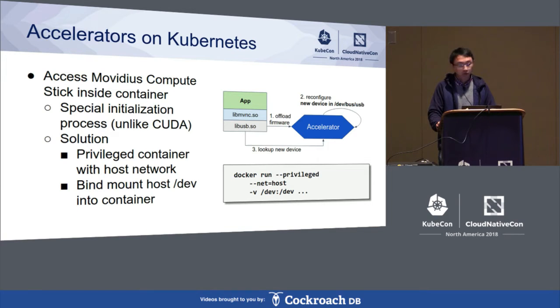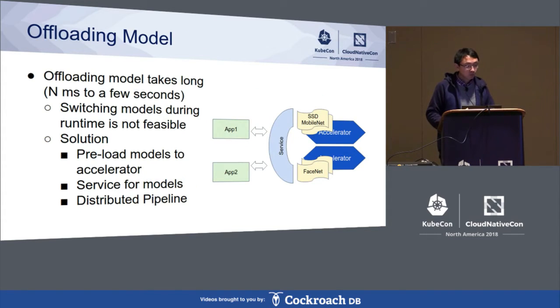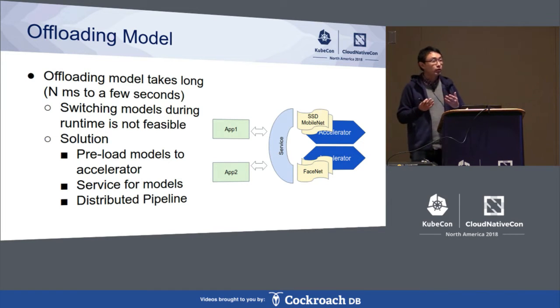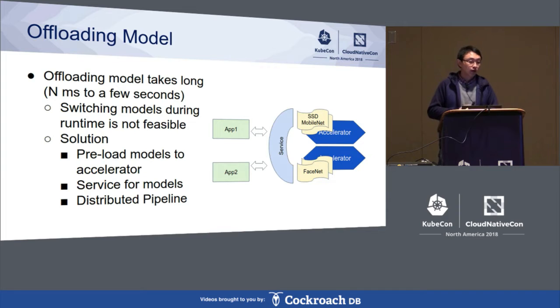Fortunately, the official document provides a simple docker run command to run the SDK inside a container. Basically, we need a privileged container running in the host network namespace, and we have to bind mount the host dev folder into the container. Now we can start offloading the models. Offloading a model takes quite long, depending on the size of your models. So it's infeasible to switch the model by offloading a new model onto the stick during runtime.